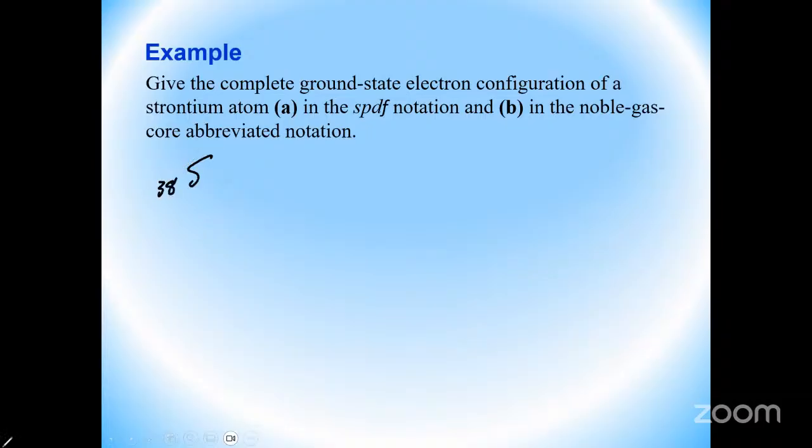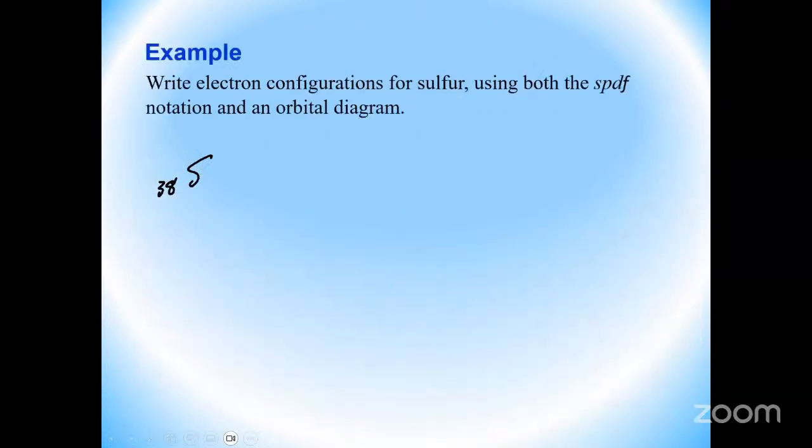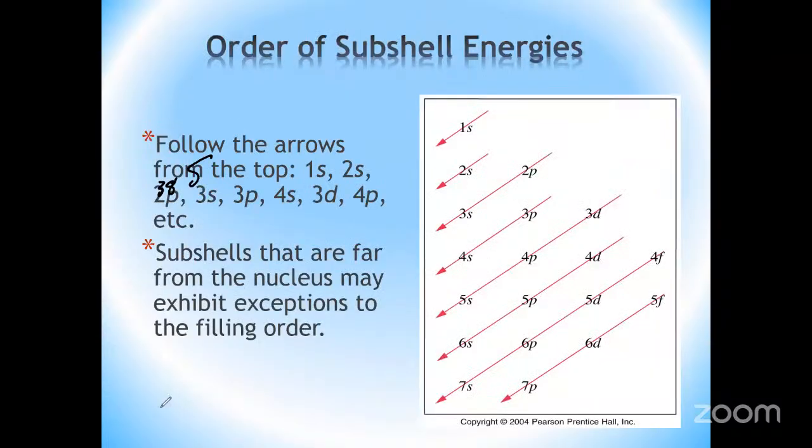So what I'm going to do is go back to the diagram I showed you earlier, which helps us to establish the electron configuration, the order of the orbitals, right? So basically, let me just write it down here. Strontium has an atomic number of 38, which means it has 38 electrons, right?